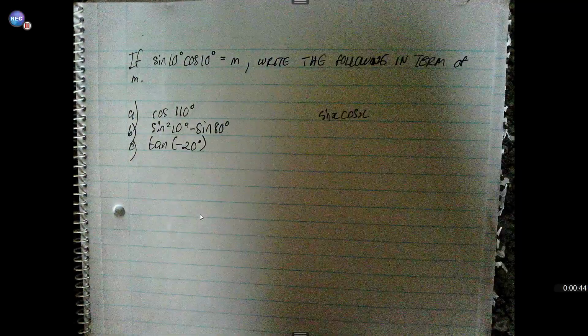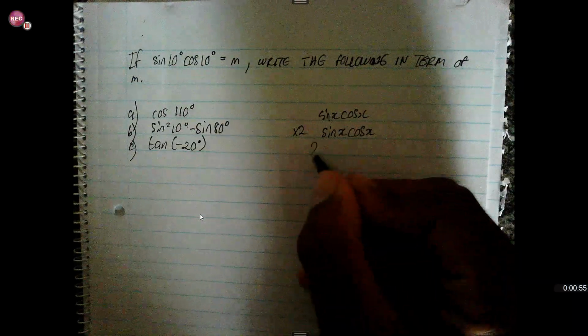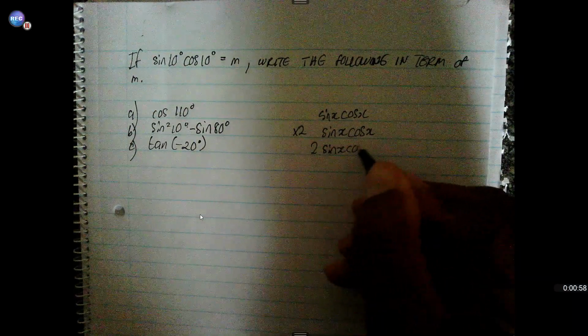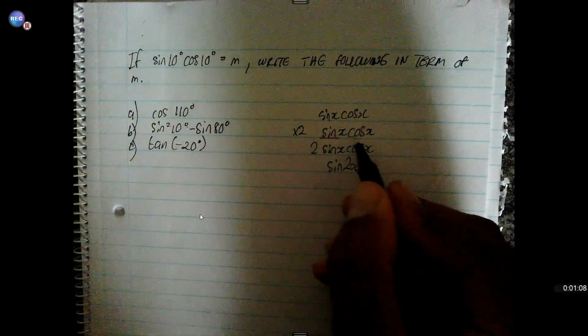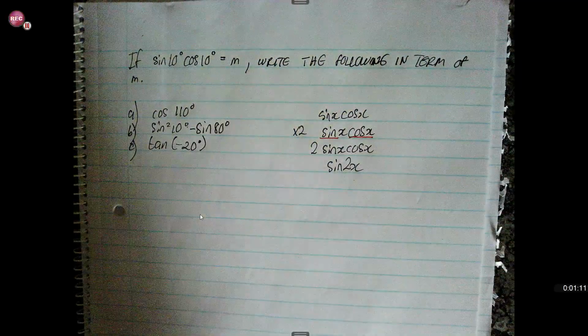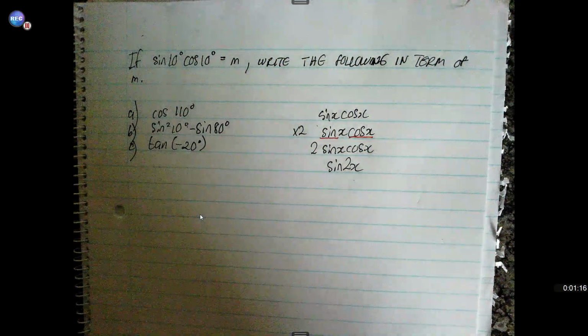If this is sine x cos x, and we have to write this as a double angle, the only thing we have to do is multiply by 2 in order to have sine x cos x. So when you multiply by 2, you get 2 sine x cos x. This gives you a double angle of what? Of sine 2x. So make sure that whenever you have a double angle, you check which double angle it falls under. We know that for sine cos, it falls under the sine one, right?